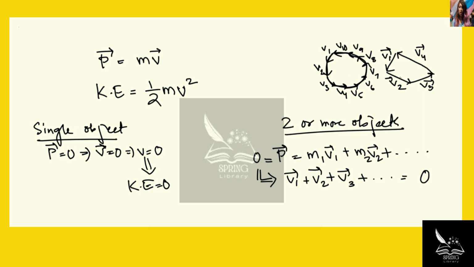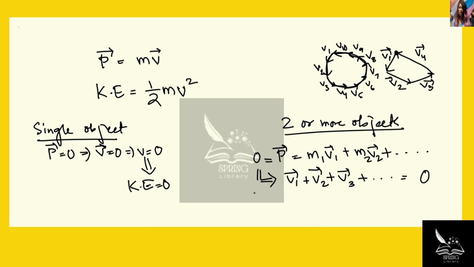Similarly, for this case also, even if each of these vectors is not zero and has some value, the vector addition of these vectors becomes zero, because if you start from a single point, the vector addition results in being back at that point. Therefore, the vector sum becomes equal to zero.